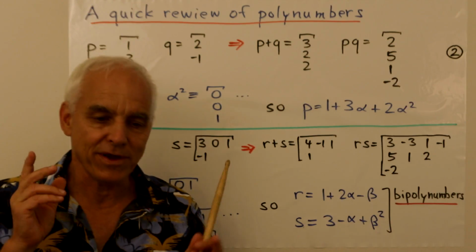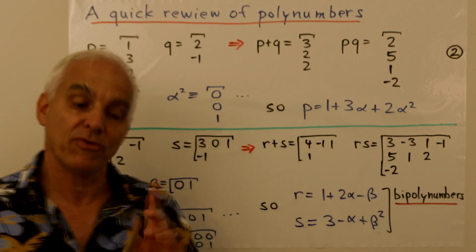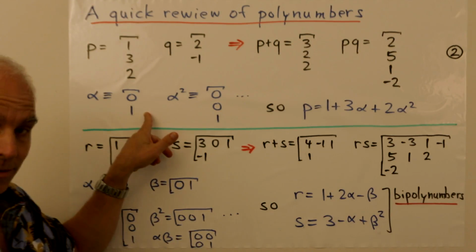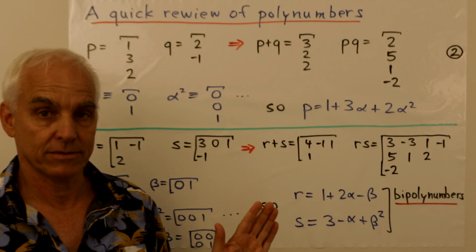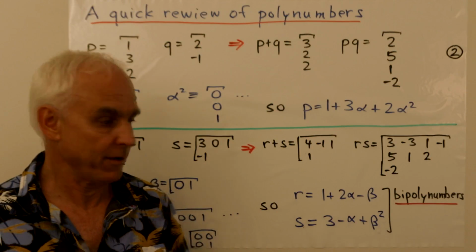But now if we are asked what is alpha, we can say precisely what it is. It is this particular polynumber. So the role of a variable disappears completely. That's a very good thing.